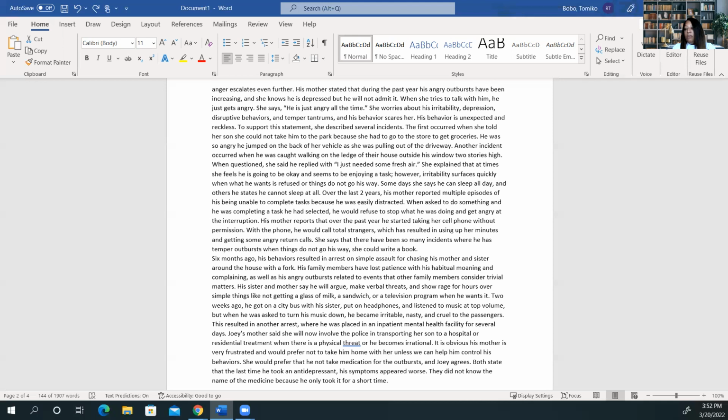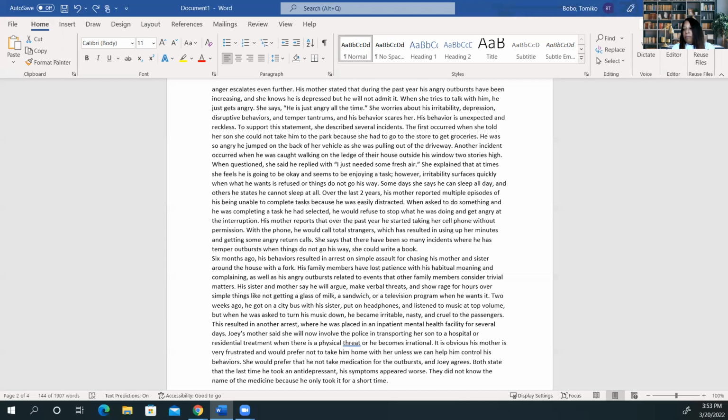His mother reported that over the past year, he started talking on her cell phone without permission. With the phone, he would call total strangers, which resulted in using up her minutes and getting some angry return calls. She said that there had been so many incidents where he's had a temper outburst when things didn't go his way. She could write a book.